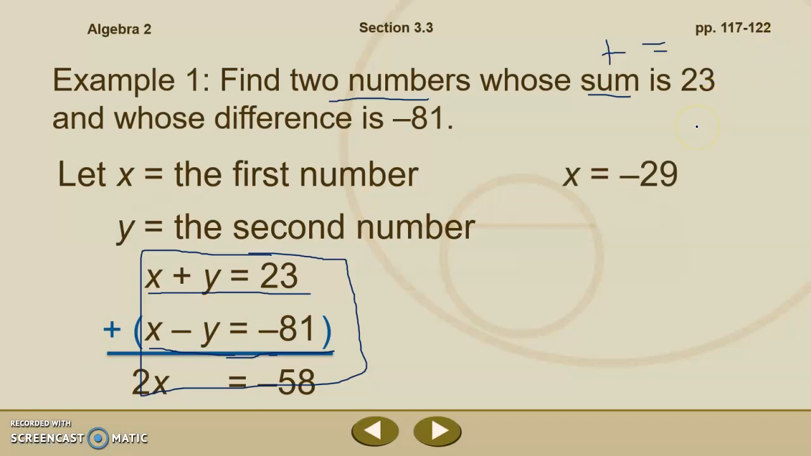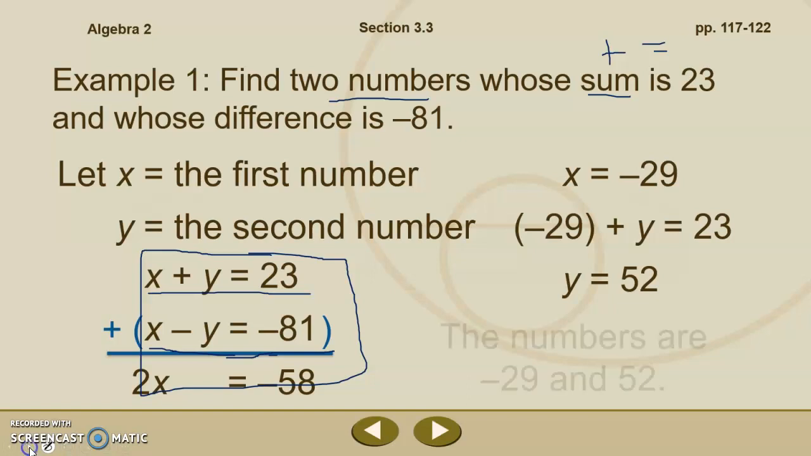And if you remember what I was thinking beforehand, one of these numbers must be negative. There's a negative number right there. Once I know what my x is, I can substitute it back into one of my original equations to find out what y is. So I'm going to substitute it into the first one, and I find out that y is 52. If you remember what I said beforehand, one of my numbers must be pretty big to get a difference of negative 81. 52 is a pretty big number there.